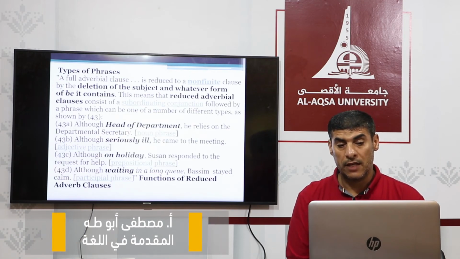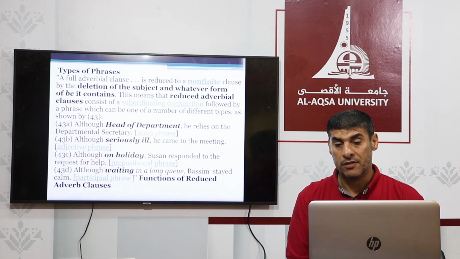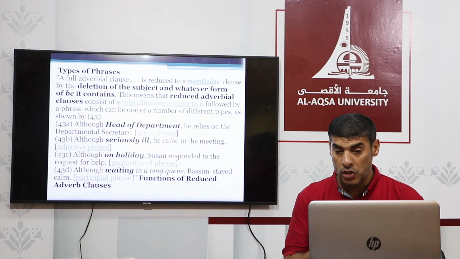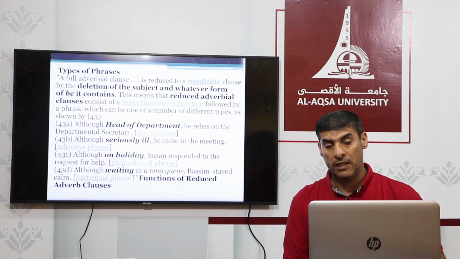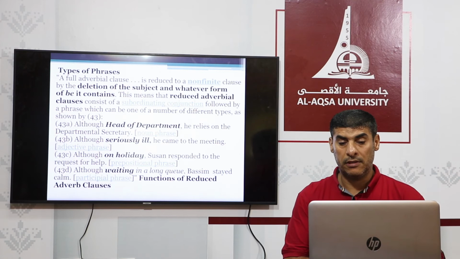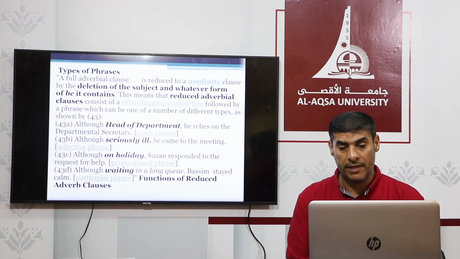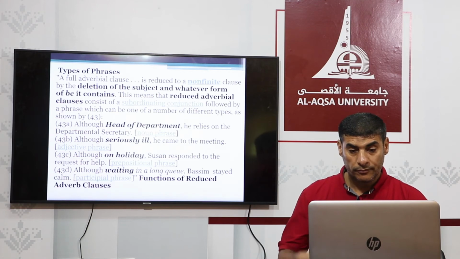Types of phrases. A full adverbial clause is reduced to a non-finite clause by the deletion of the subject, and whatever form of be it contains. So as I said, we have to delete the subject and then the auxiliary verb and sometimes the main verb. This means that reduced adverbial clauses consist of a subordinating conjunction followed by a phrase which can be one of a number of different types, as shown by 43.